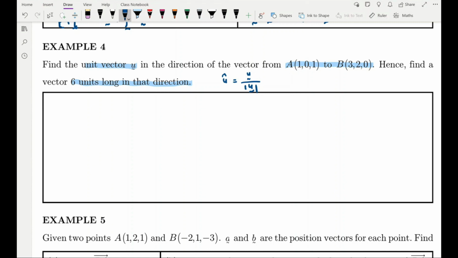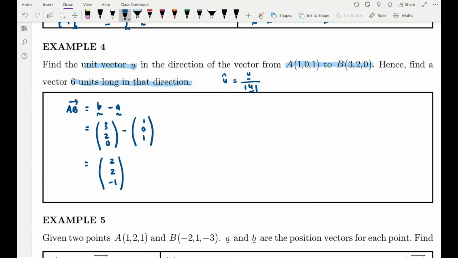So, for the unit vector u in the direction from A to B, first we have to find vector AB. Remember that when we have to find AB from two points, that means vector B minus vector A. So vector B is (3, 2, 0) minus vector A (1, 0, 1). So we get (2, 2, -1). This is our AB vector. Next we have to find the magnitude of AB.